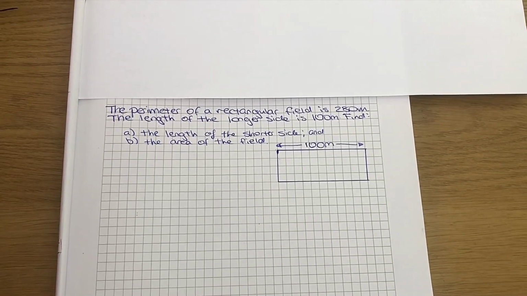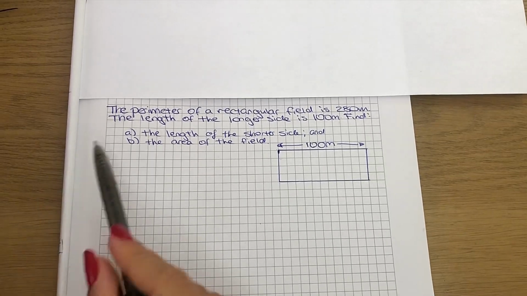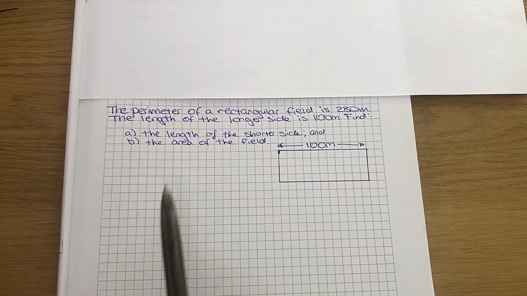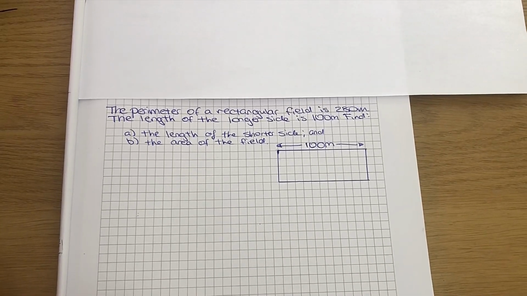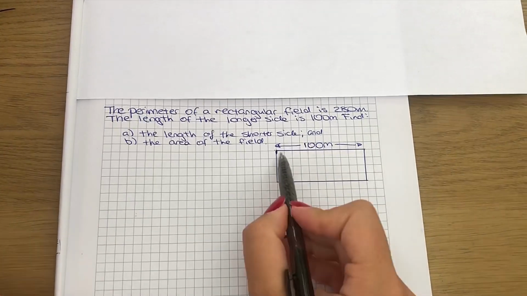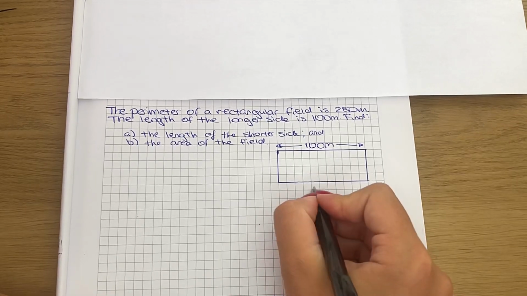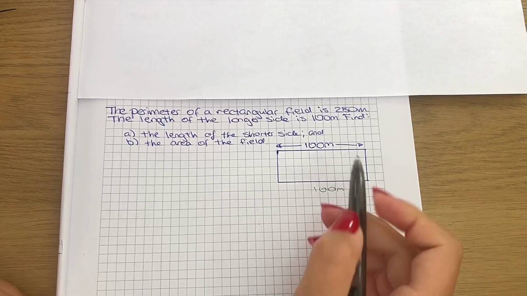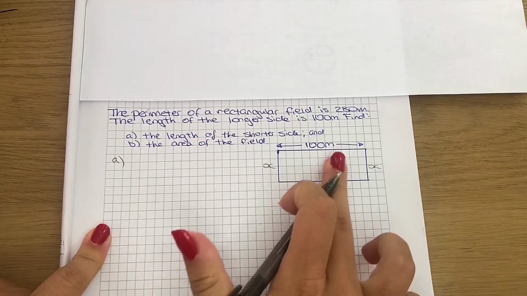In the next question, they're asking us, the perimeter of a rectangular field is 280 meters. The length of the longer side is 100 meters. Now they're asking us to find 2 things: the length of the shorter side and the area of the field. Now, the only thing that we are aware of is the length of the longer side, which is 100 meters. If this side is 100 meters, the other side that is parallel to it will also be 100 meters. Like I said, we don't know the length of the shorter side, so we are just going to call it x. So let's find the length of the shorter side.